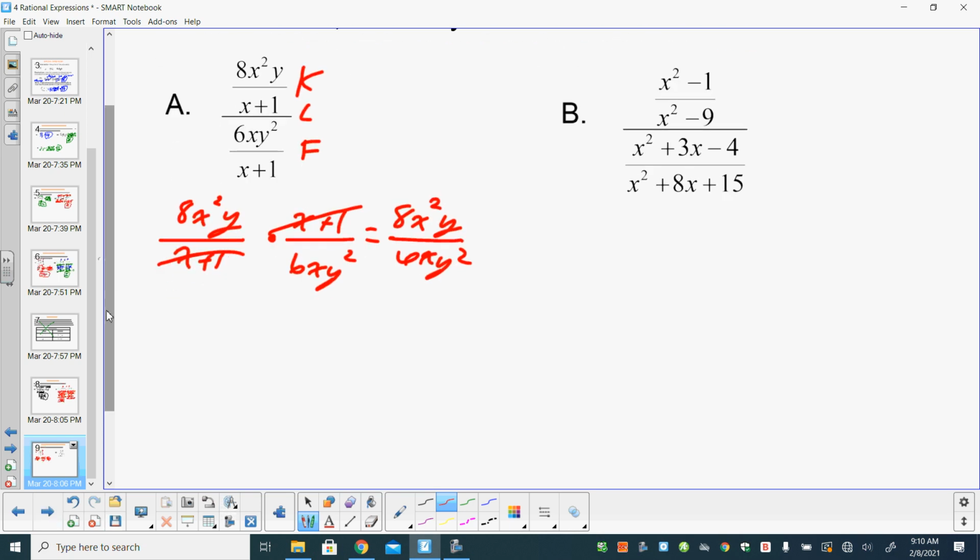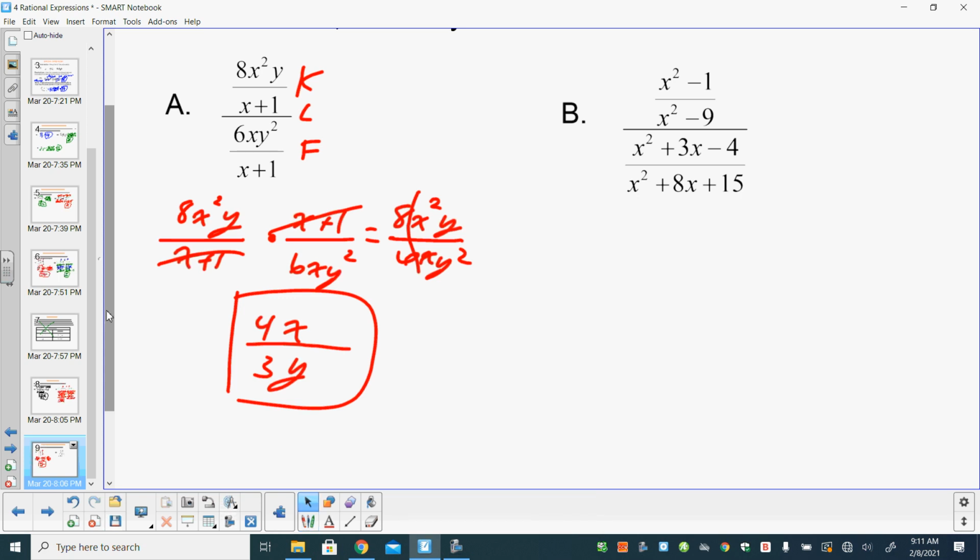Now I have a regular monomial, so what can I do now? Divide. What's 8 divided by 6? X squared divided by x. Y divided by y squared. Y on the bottom. There you go. So again, go ahead and try B on your own. Keep, change, flip. Factor, cancel, write what's left. And then we will conclude it as a day.